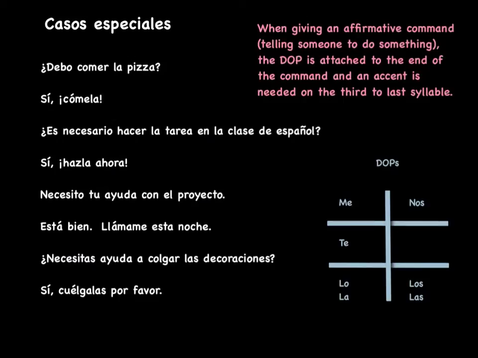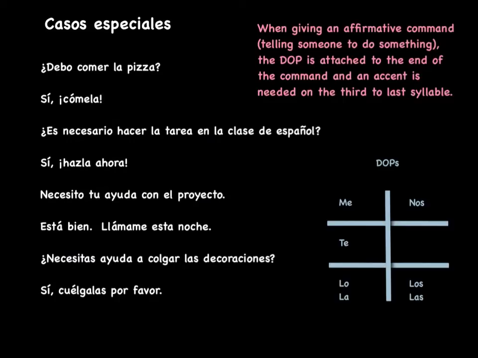When giving an affirmative command, telling someone to do something, not telling someone not to do something, this is the opposite here, the direct object is attached to the end of the command, and an accent is needed on the third to last syllable. Let's look at a couple of examples here. ¿Debo comer la pizza? Should I eat the pizza? Sí, cómela. Yes, eat it.